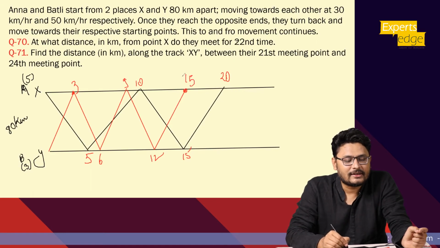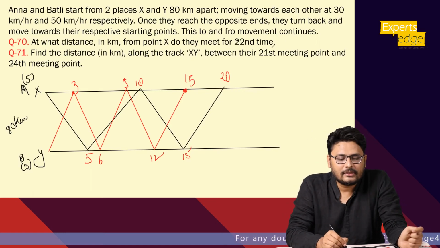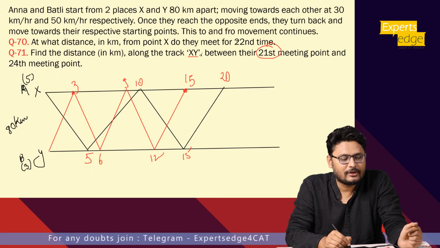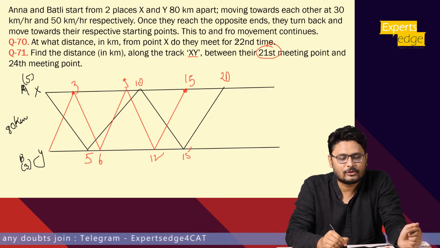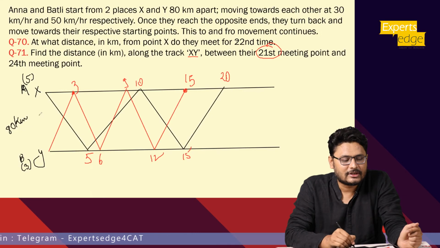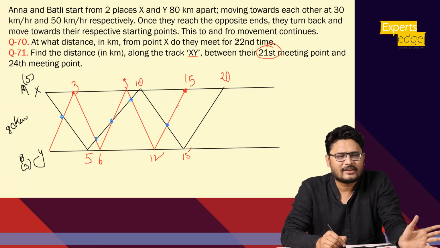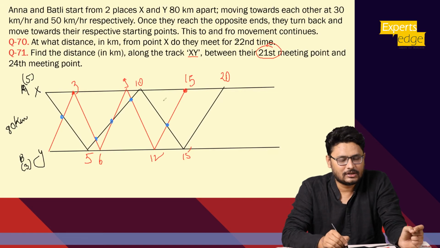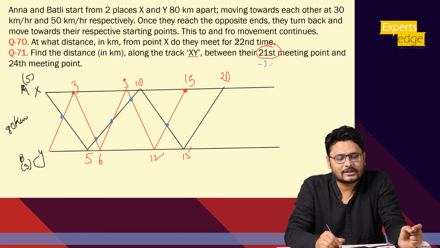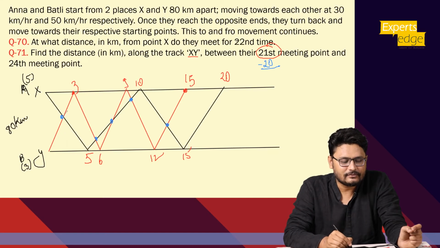Now what is it asking? Find the distance between the 21st meeting along the track XY, okay, in the same order, between the 24th and 21st meeting. Let's track both. So how many meetings have happened? 1, 2, 3, 4 and 5. Okay. So a cycle of 5 will go. So 5, then 10, then 15, then out of 21st, how many multiples of 5 have gone? 20. So basically it is talking about the first meeting, right, only one is left.